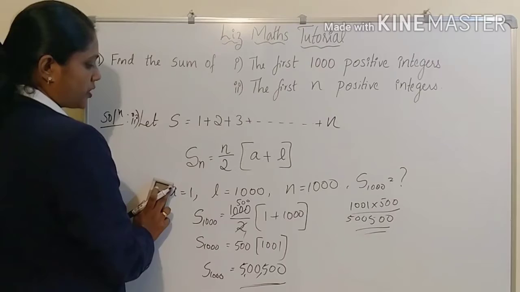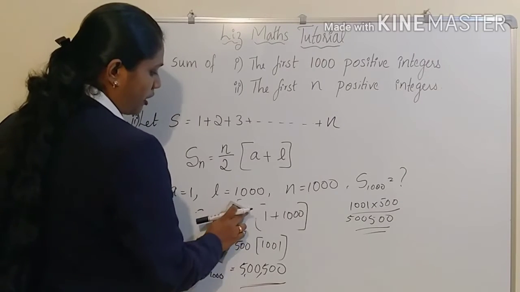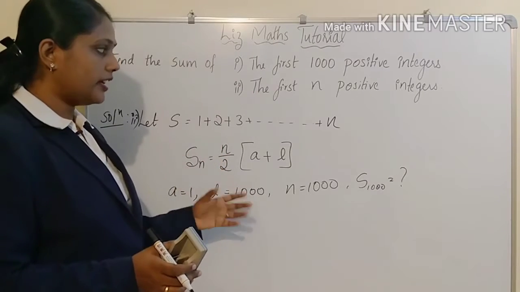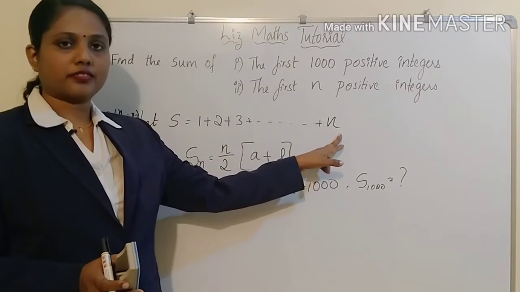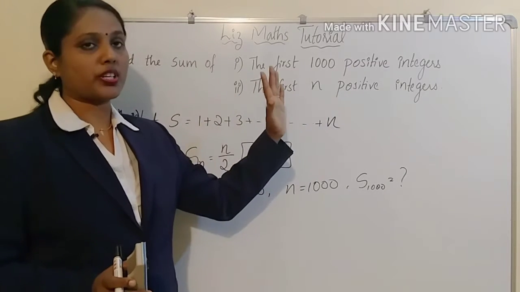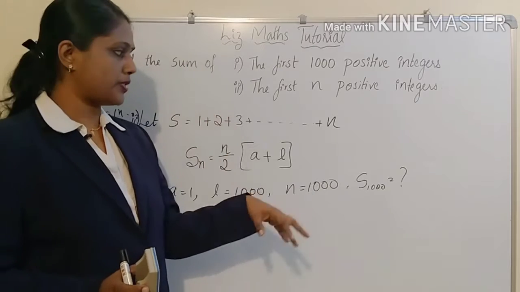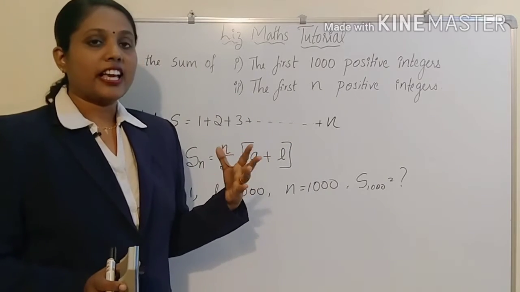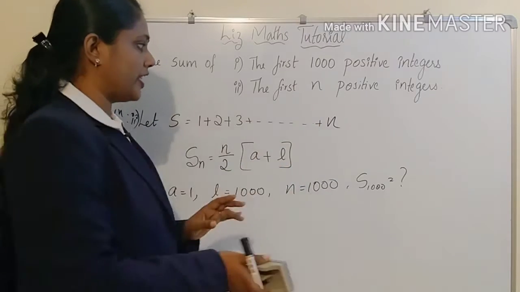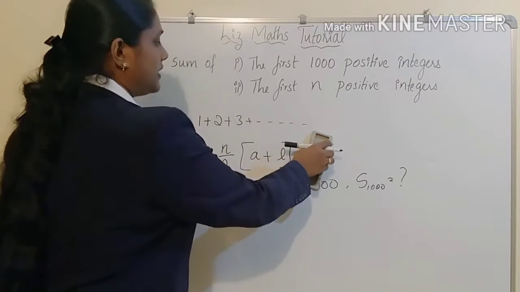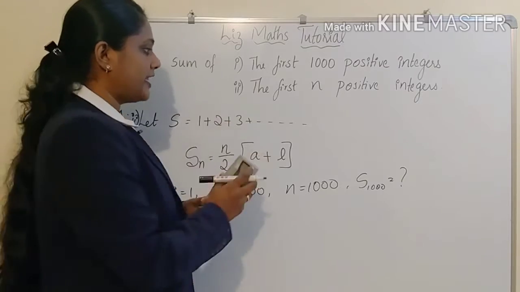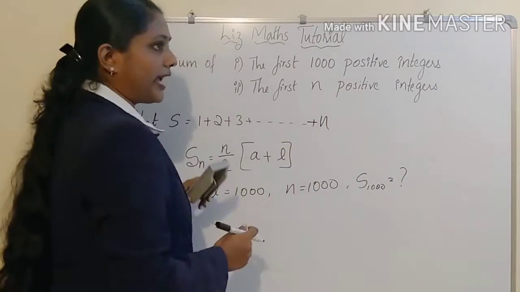So how are we going to change this formula? See, the same formula we are going to use here, because here the last term is n. The last term is not given, but they ask you to find the n positive integers. That means n number of positive integers. So if the last number is not given, we consider it as n, isn't it? They have not given an infinite AP. It's a finite AP till n, the last number n we are taking.